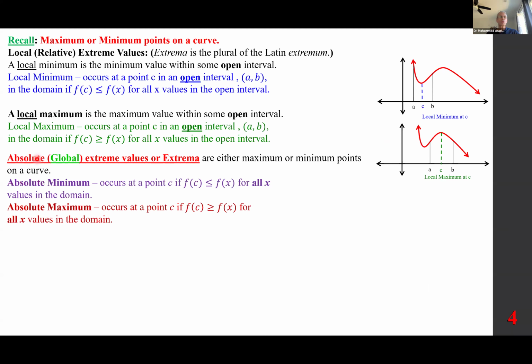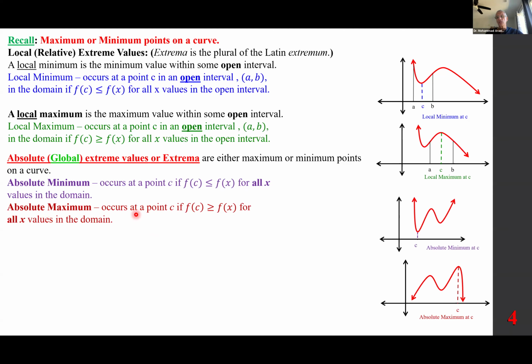Whereas absolute, also known as global extreme values, okay, happen in the entire domain. Absolute minimum occurs at the point c if f of c is less than or equal to f of x for all x values in the domain. Absolute maximum occurs at the point c where f of c is larger than or equal to f of x for all x values.